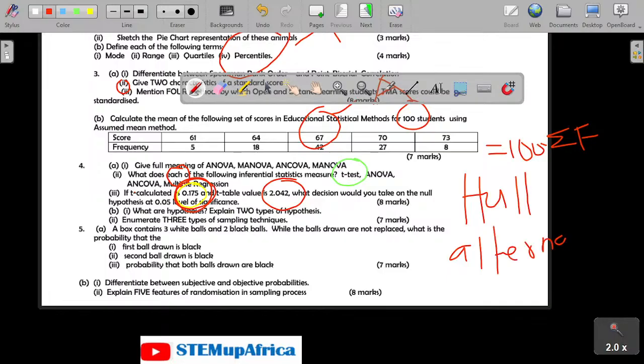These things are very common in your research. So you say a hypothesis is what? It's a declarative statement to predict the relationship between two variables. That is a hypothesis: a declarative statement to predict the relationship between two variables.